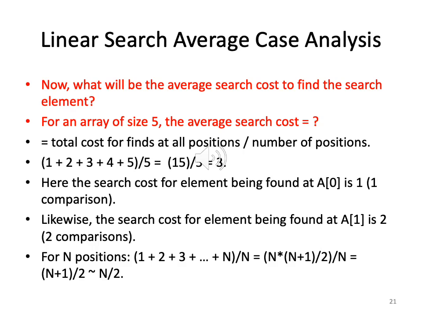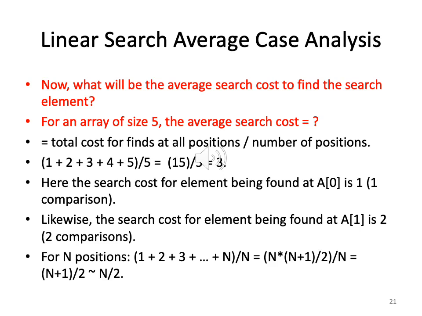Okay, so now I am on slide number 21, linear search average case analysis. So now the question before us is, what is the average cost to find the search element? We know in the best case it is 1. We know in the worst case it is n. What is it in the average case?